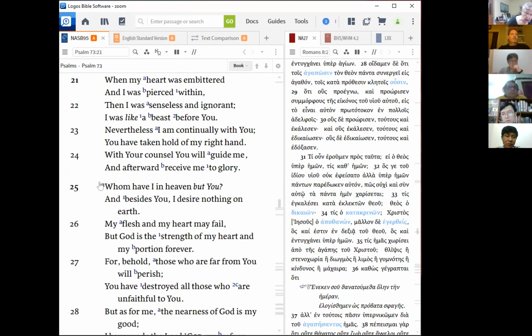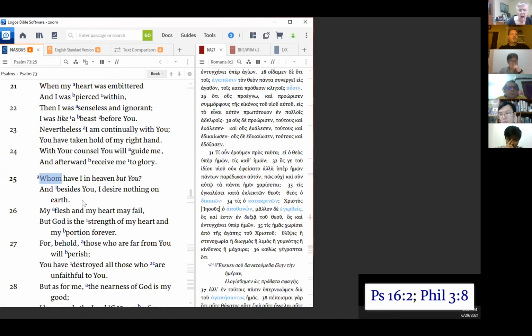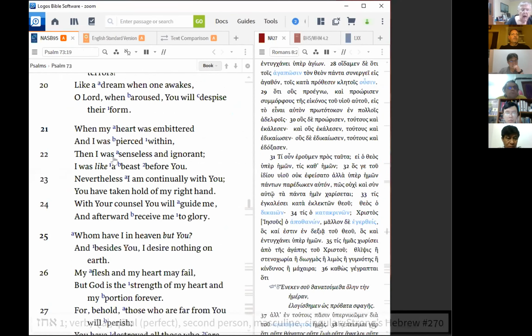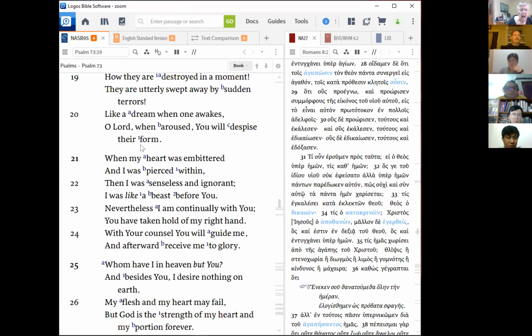Verse 25, who am I in heaven but you? Besides you, I desire nothing on earth. This was a psalm from Asaph when he was very discouraged about seeing the wicked prosper. And he's like, I was ready to give up because all the evil people are doing well. And why is this happening? And so verse 21 says, when my heart was embittered and I was pierced within.